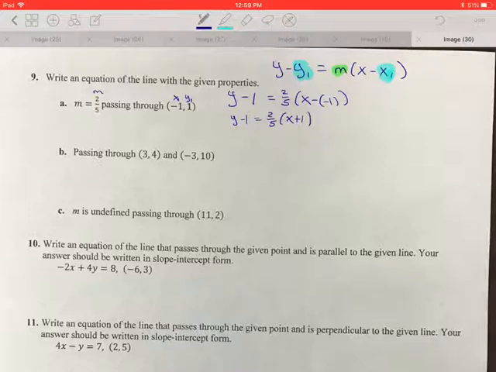We always want to go back and solve these for y, so I do need to distribute. I get y minus 1 equals 2/5 x plus 2/5 times 1 would be 2/5. All right, so when I continue solving this, I do have to add 1 to each side. So I get y equals 2/5 x plus 2/5 plus 1. So I need a common denominator.